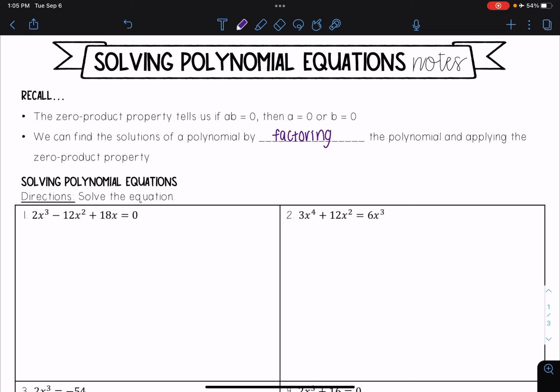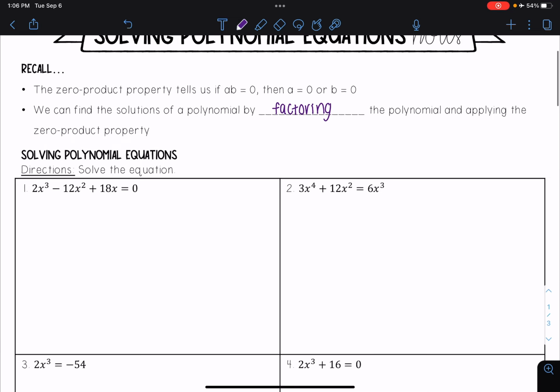So let's go through some examples. Here I want to solve the equation 2x cubed minus 12x squared plus 18x is equal to 0. Right now I can't tell what the solutions are from looking at this, but I can factor it and then find the solutions from there. So first, I always want to check to see if there's a GCF. I see there is a GCF of 2x, so I want to factor that out first.